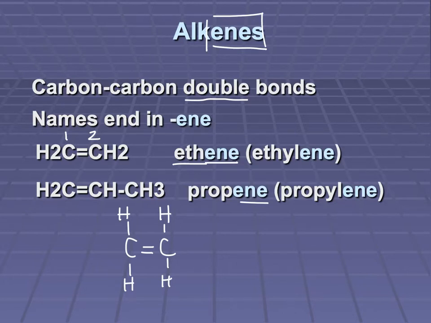So then this next one, we would count it in this direction so that the double bond comes off the lowest possible number. So this one has 3 carbons, so the prefix for 3 is prop. So it's propene.